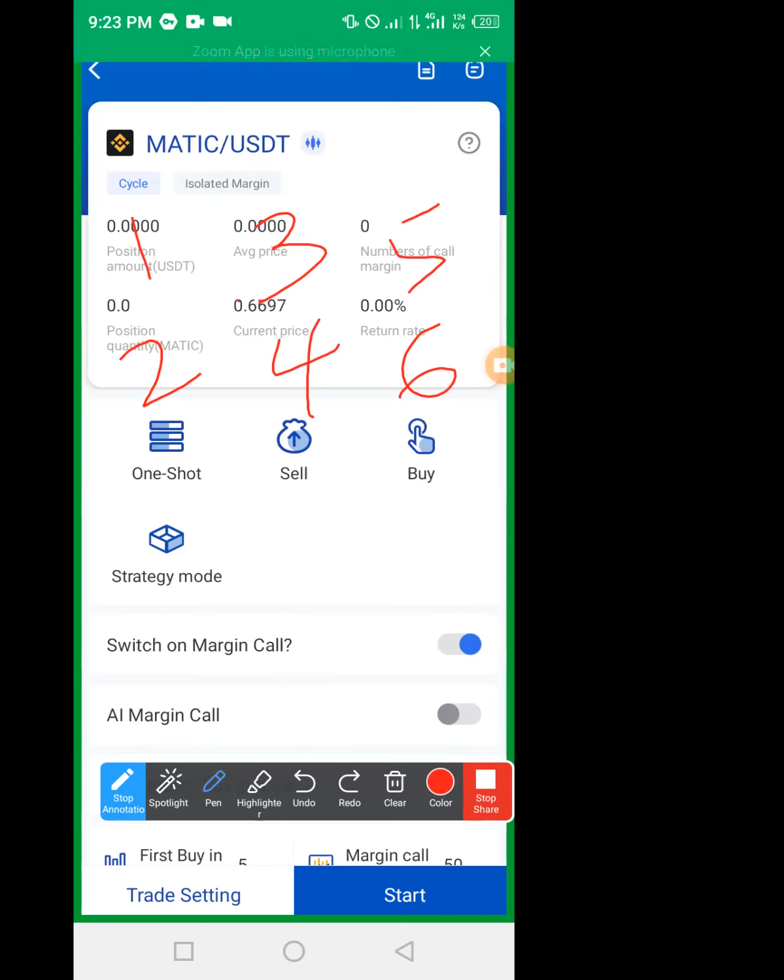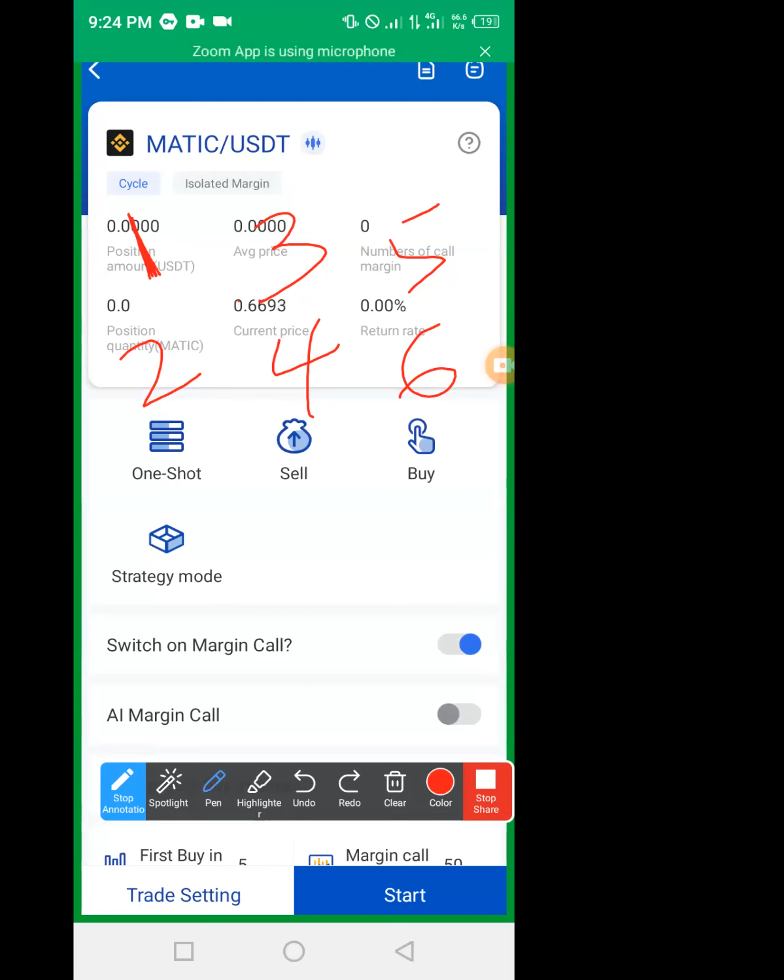Position amount means the amount that you will be seeing there. You will be seeing how much money you have put in that coin. If you want to trade that coin and you want to use $100, the moment the robot has used it to buy Matic worth $100, you will be seeing the $100 in here, in position amount. Then the number of Matic that you have bought will be in number 2, where there is position quantity.